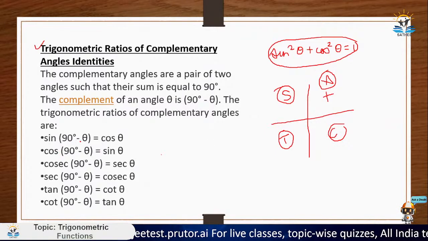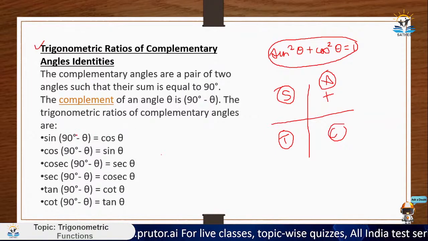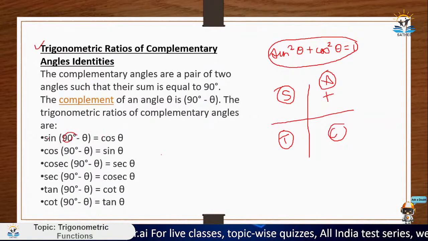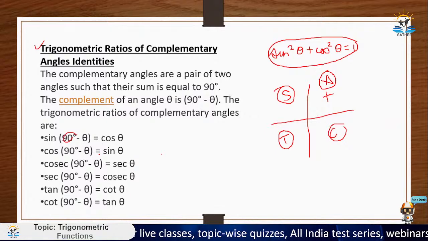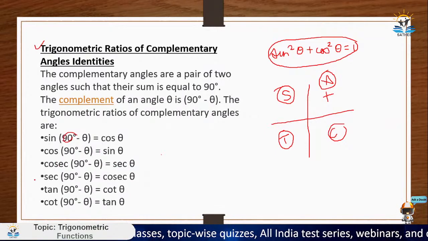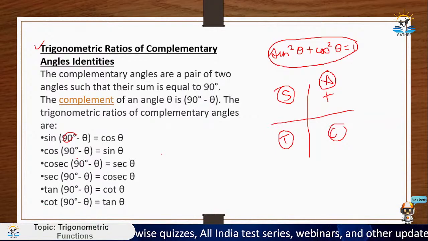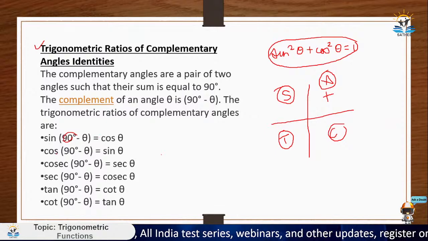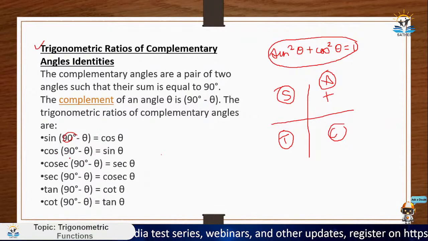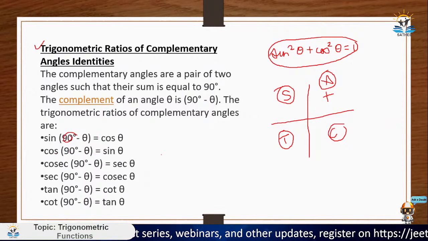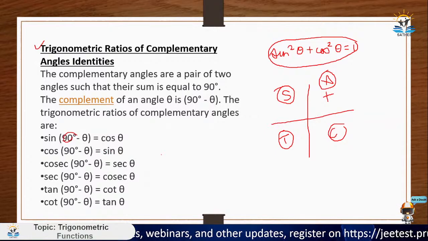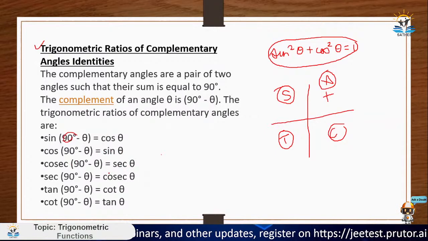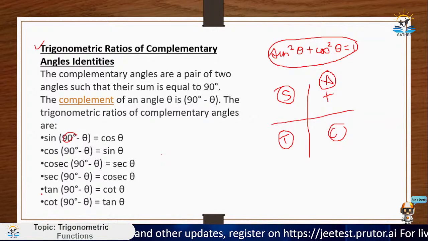So sin of 90 minus theta, and remember this thing: whenever you get 90, the function will be reversed. Sine will change to cos and cos will change to sine. Cosec will change to sec and sec will change to cosec. Tan will change to cot and cot will change to tan whenever you get 90. If it were 180, then sine will remain sine, cos will remain cos, and everything will remain the same. If you are getting 90, then it will change: sine to cos, cos to sine, cosec to sec, sec to cosec, tan to cot, and cot to tan.